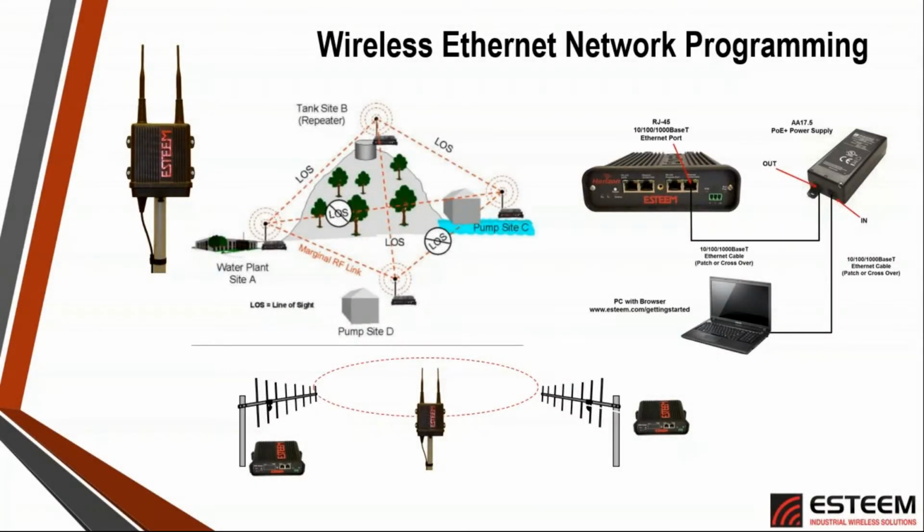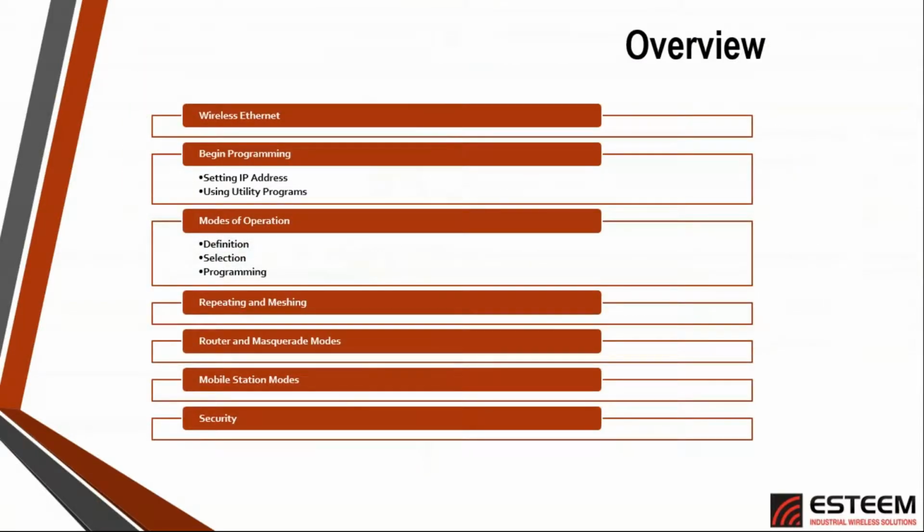So as an overview for the next few days, we're going to just briefly cover what wireless Ethernet is. Where does it fall within the overall Ethernet world? What are the things that the wireless Ethernet system actually replaces? Then we're going to take a look at the beginning of programming the radios. What's necessary? Setting the IP address.